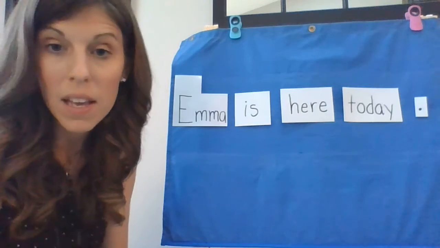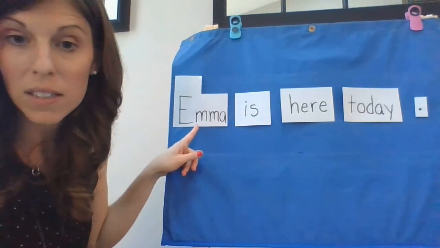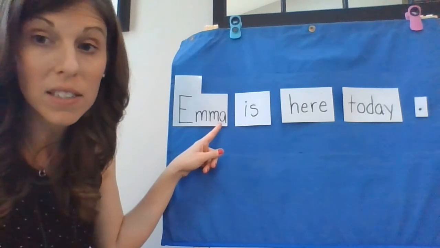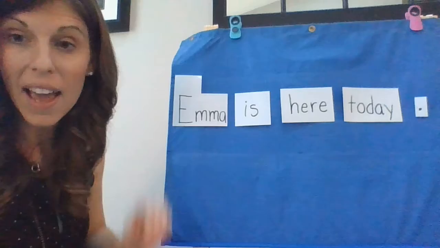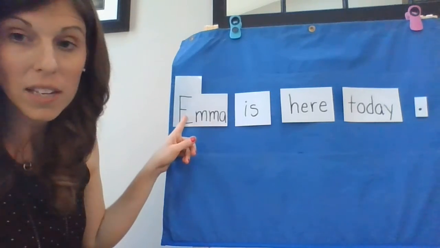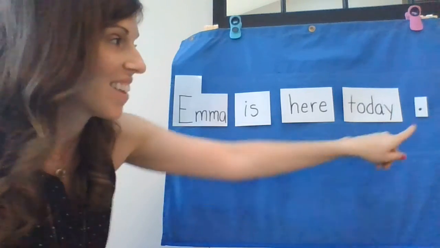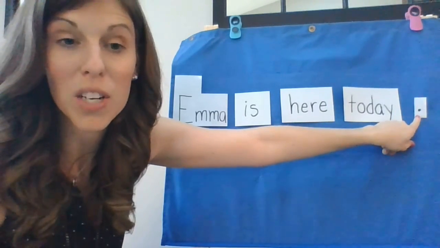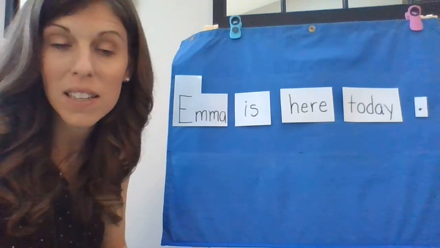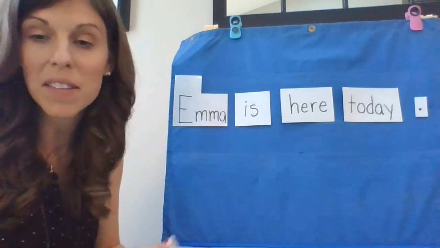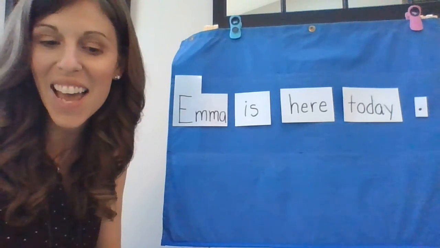Now, if you'd like to try this activity at home, you can choose some of your classmates' names and see if you can change that first word in our sentence, and you can put in some of your friends' names. Then remember to try that capital letter at the beginning of your sentence and to end your sentence with some punctuation. So you might try a period today as you're writing about some of your classmates. I hope that you enjoy writing some sentences and reading about which one of your classmates are here today.